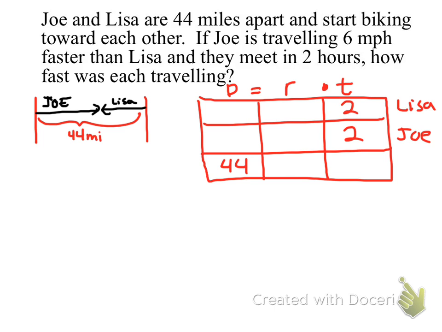The speed they have in common, we don't know, so we're going to call it R. Okay, but Joe is traveling 6 miles an hour faster, so how am I going to show that? Ronnie? Good. Okay, so then I multiply across and I get 2R. And here I'm going to get 2 times the quantity of R plus 6. And what will my equation be?